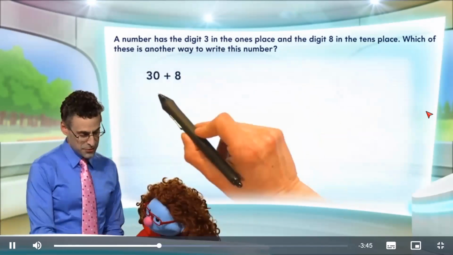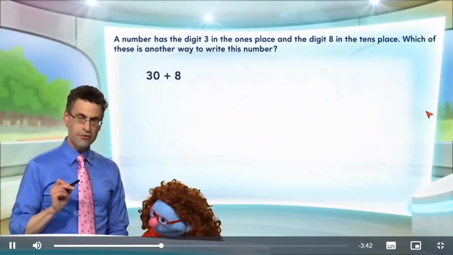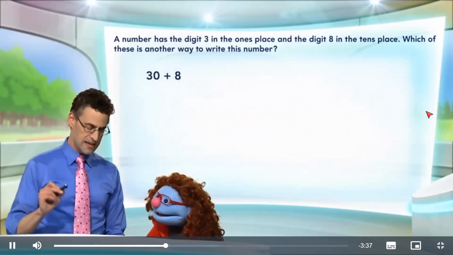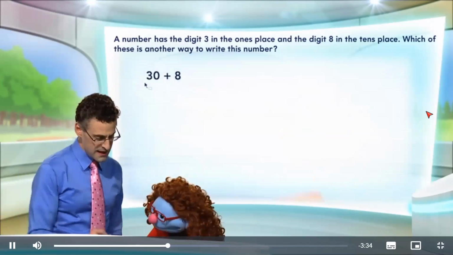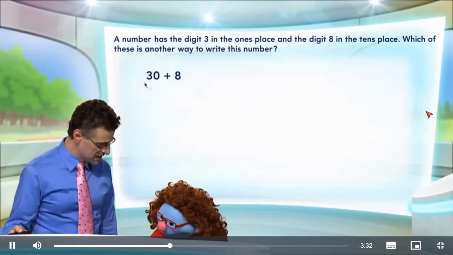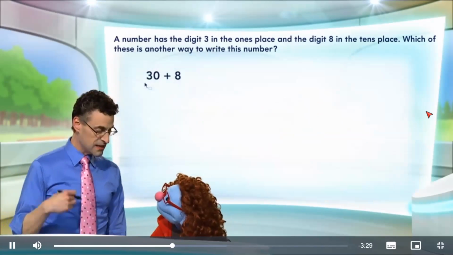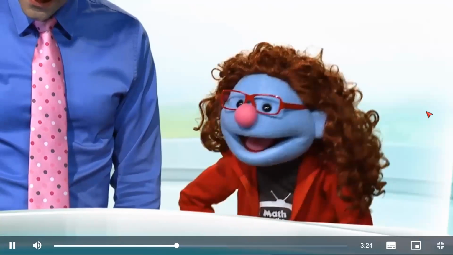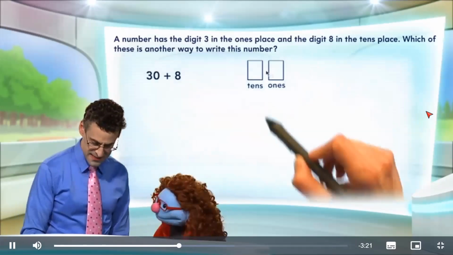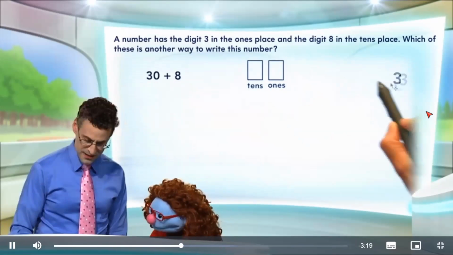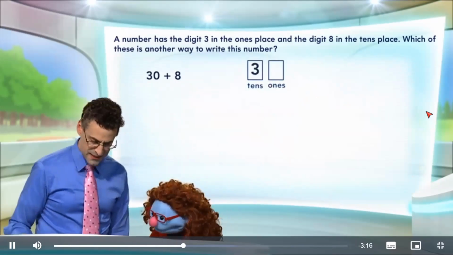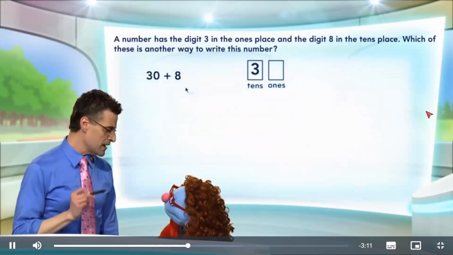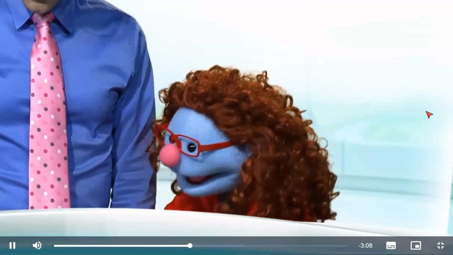So, we see 30 plus 8. And remember, we know that we have 3 in the ones place and we have 8 in the tens place. So, 30 is actually 3 tens. So that means what digit is in the tens place for this number? The 3? Exactly. That's brilliant. So what we see is that in the tens place, this number is going to have a 3. And if we see 30 plus 8, then what is the ones digit? That would be the 8. Exactly.